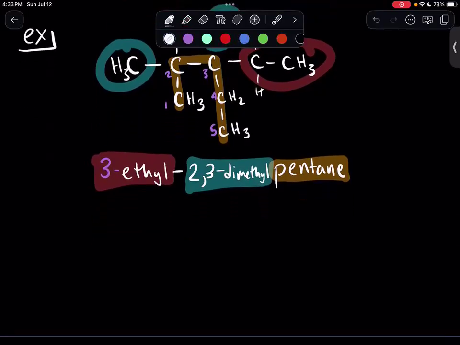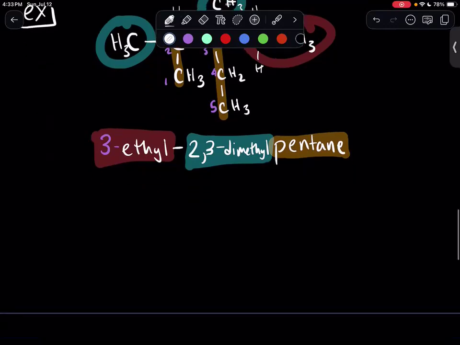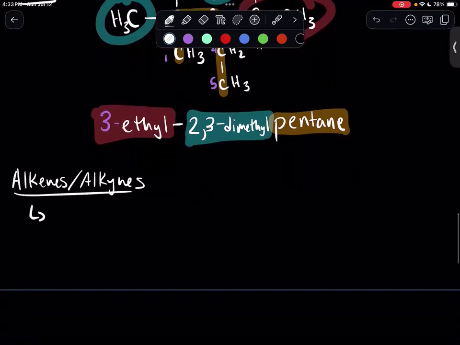All right, so that is alkanes. What happens when we start adding double and triple bonds? So let's look at alkenes and alkynes. Well, turns out they're pretty much the same thing as alkanes.